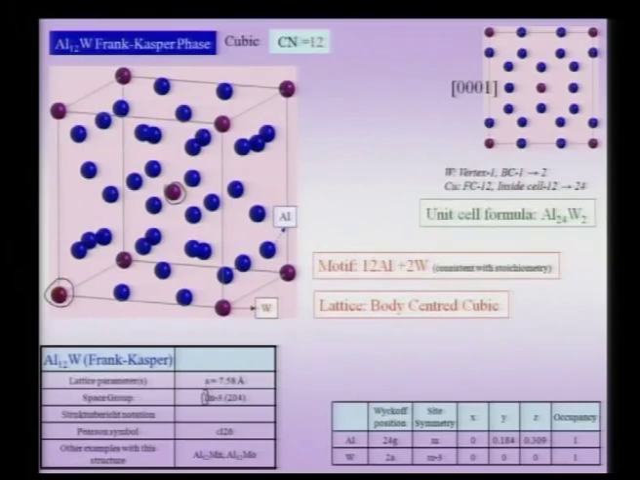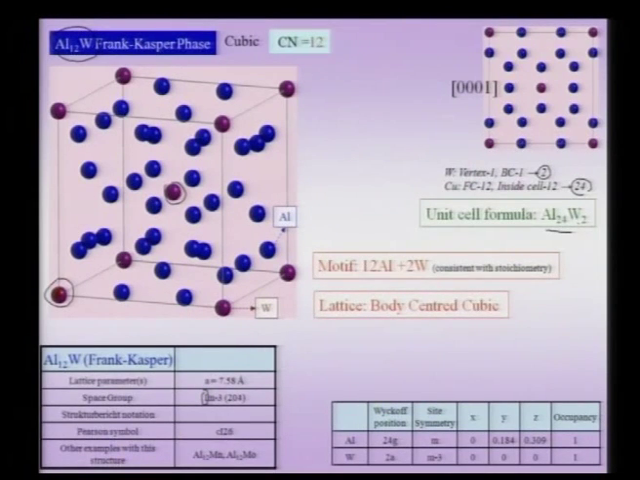If I try to calculate the number of atoms in the unit cell, I see that tungsten is located at the vertices contributing 1, and there is one more tungsten atom in the body center. Therefore, I have a total of 2 tungsten atoms in the unit cell. If you count the aluminum atoms, at the face centers there are 12 aluminum atoms, and inside the cell there are 12 aluminum atoms, making a total of 24 aluminum atoms in the unit cell. So, the formula for the unit cell is Al24W2, which I reduce to Al12W.